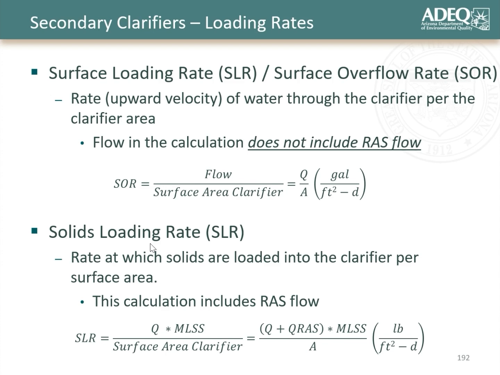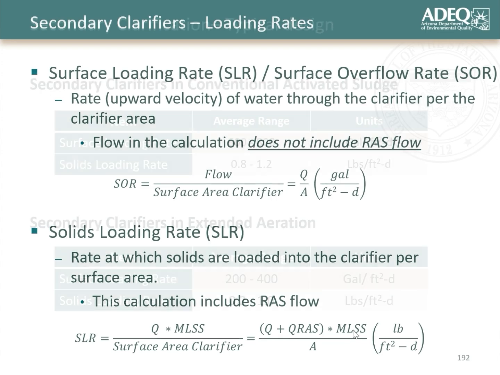Solids loading rate is a slightly new terminology, at least for this system, for secondary clarifiers, in which what you're looking at is the pounds of mixed liquor suspended solids being loaded to the clarifier per surface area. So the way we calculate this is our mixed liquor suspended solids concentration. In this case, we do consider the RAS flow because that is driving solids into the system. So it's the flow coming into the aeration basin plus the flow of the RAS, times the mixed liquor suspended solids, times the 8.34, divided by the surface area of the clarifier. And we'll talk more about each of these in the next couple slides.